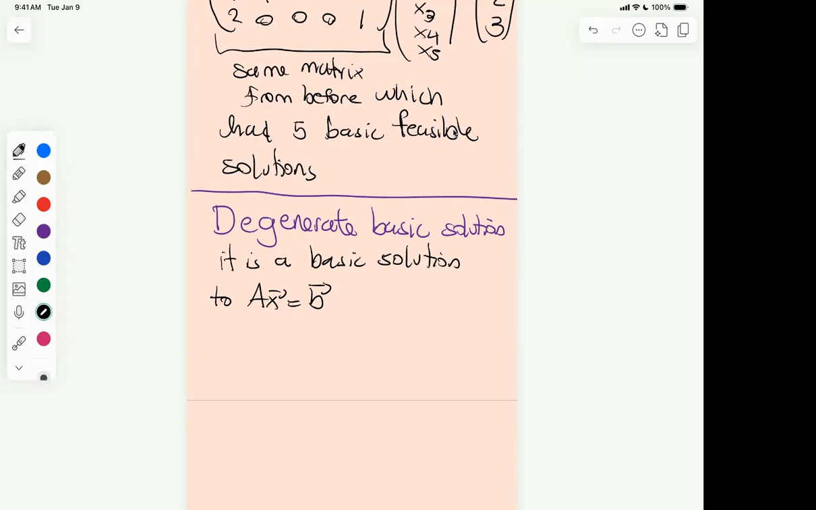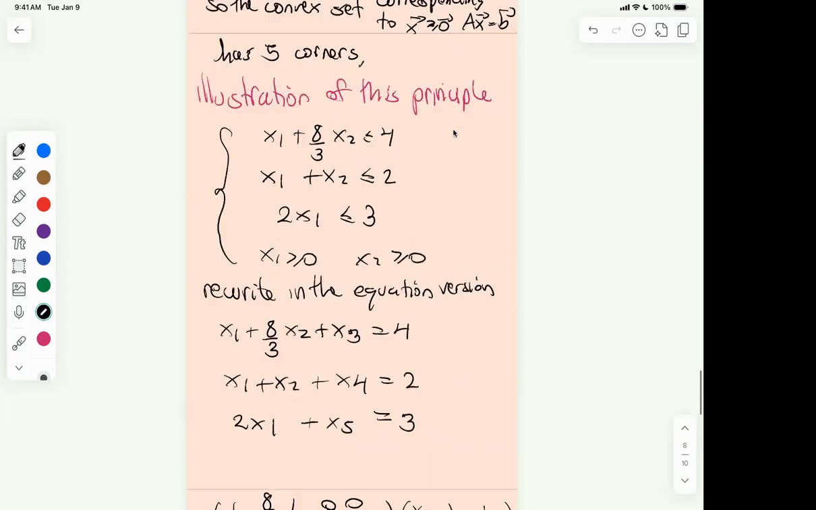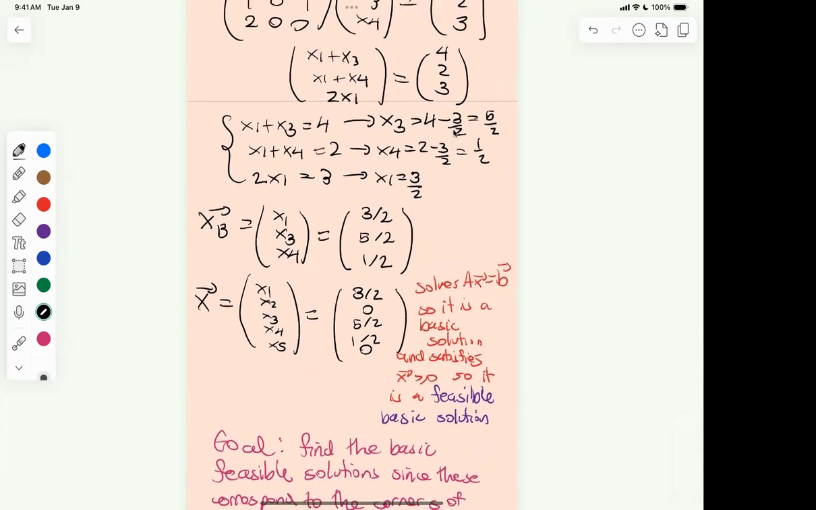If you remember how we found the solutions, after we found the basic variables, we would set equal to 0 all the others. What I'm saying is that for a degenerate solution, one of the original ones that you were finding ends up being 0. So you have more zeros than you would expect, in a sense.